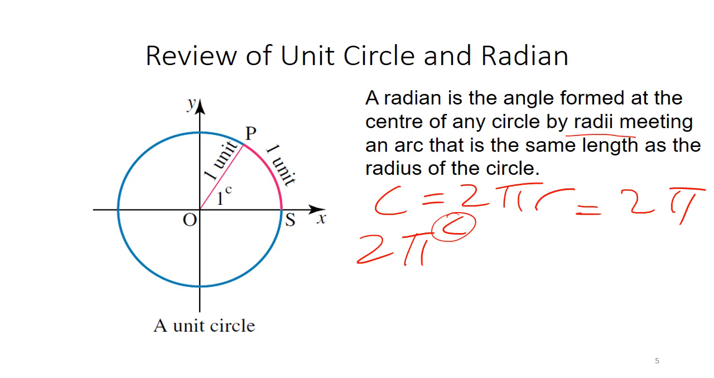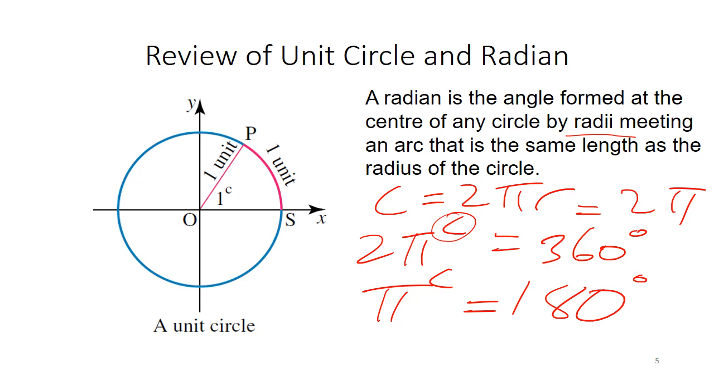So, all right, 2 pi radians equals 360 degrees, right? So if we know 2 pi radians equals 360 degrees, then we know pi radians would be 180 degrees. So this is the conversion that you need to know when you are asked to convert between the two conventions.